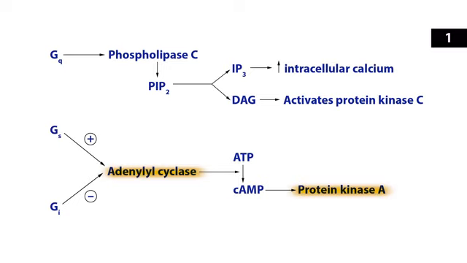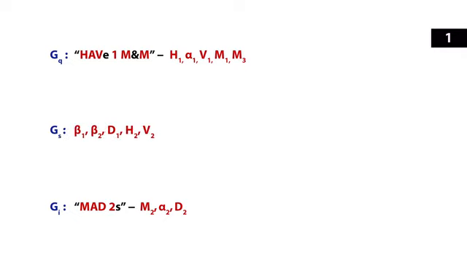And then which receptors use these G proteins? Well, Gq is used by the HAV1 M&M receptors: H1, alpha-1, V1, M1, and M3. Gi is used by the MAD2s: M2, alpha-2, and D2. And then all the other receptors we talked about use Gs proteins. So that's beta-1 and beta-2, D1, H2, and V2.